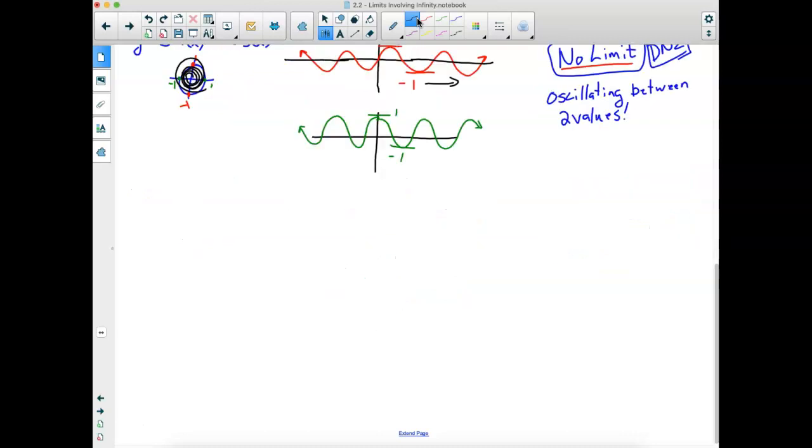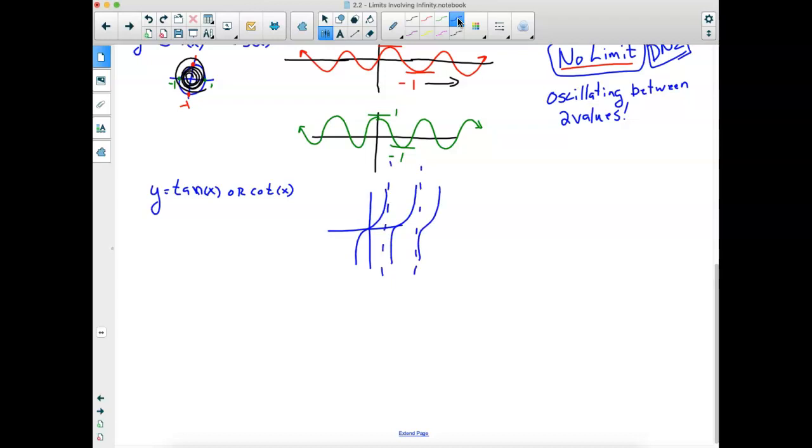We also have maybe y equals tangent x or cotangent x. Now those graphs looked a little bit different because my tangents went like this, and I had asymptotes in there. Well, what happens as x goes to infinity? My graph just repeats. Cotangent's basically the exact same. The only difference is, crumb, I think it goes like that. Either way, I might have my graph backwards.